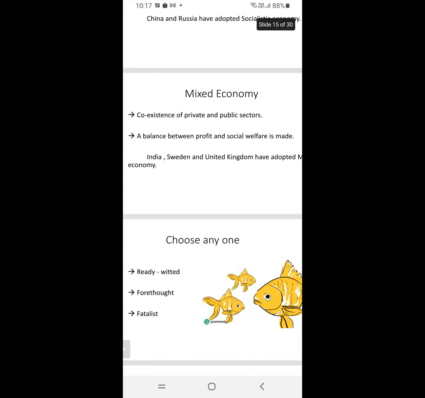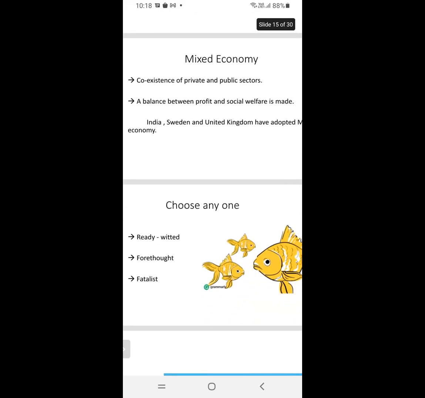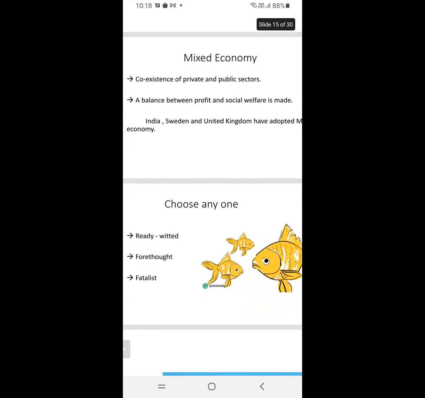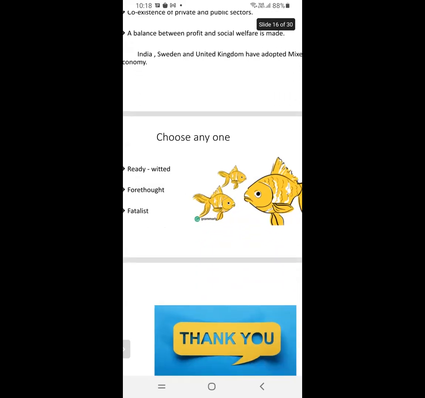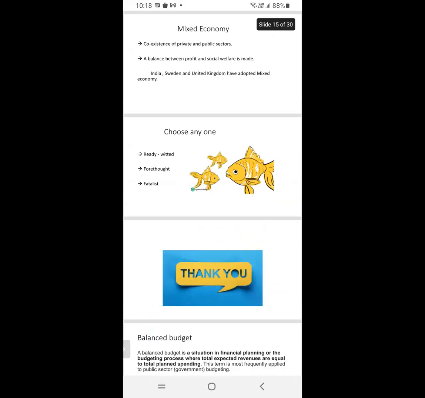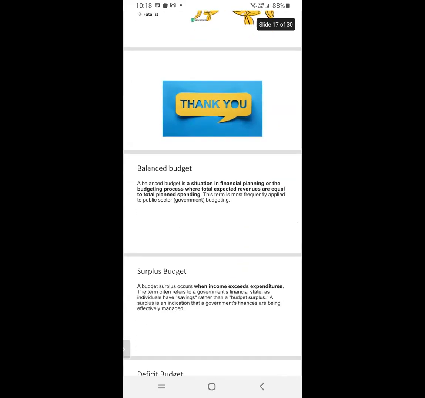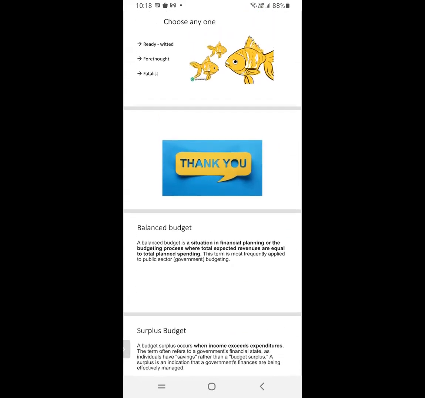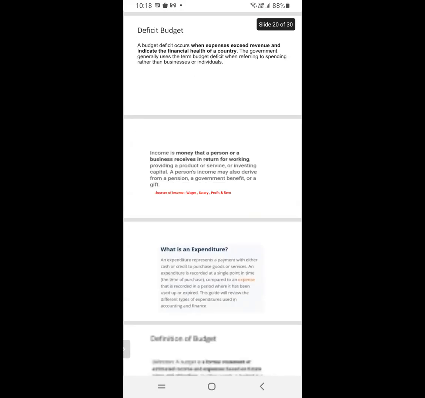We can choose according to our economy system. Now I will explain more things. There is one thing I have to explain about that.